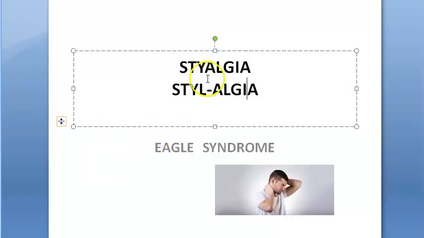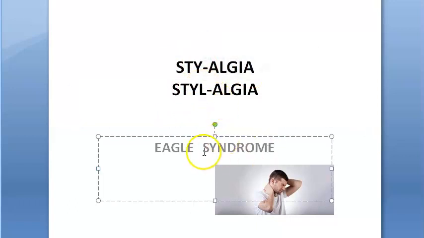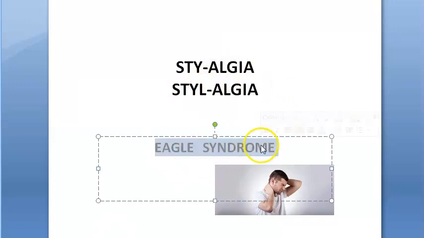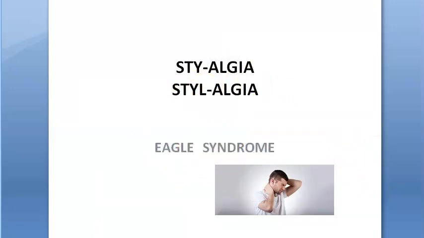Guys, in this video, let us look at this terminology, styalgia. Algia is pain, right? So, style can actually also be STYL, because it is referring to what? The styloid process. This is also called Eagle syndrome. Why is it called Eagle syndrome?